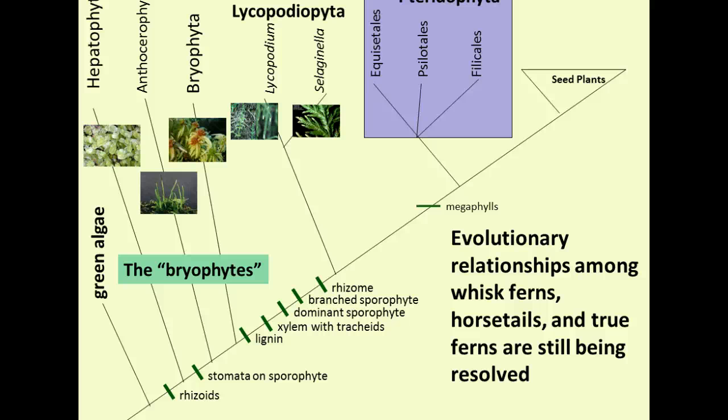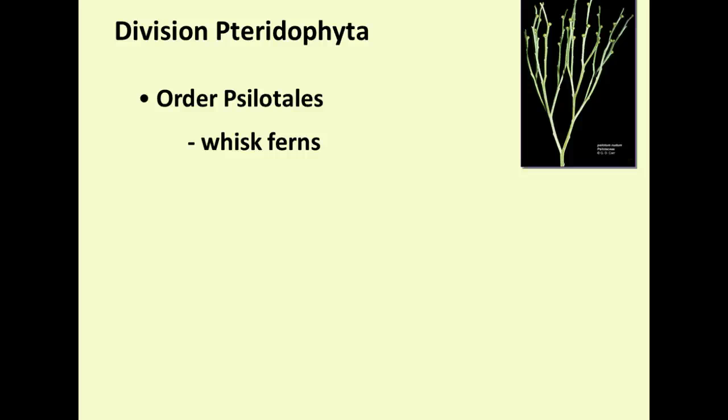So there's a lot of argument still, not just in our textbook, which is a little bit older, but still we're arguing about exactly what the evolutionary relationship is among our whisk ferns and horsetails and true ferns. So I'm going to be presenting what's most commonly believed and most commonly presented about these guys. So the whisk ferns, they look like that. So if you were to turn them upside down, you can use them as a whisk broom.